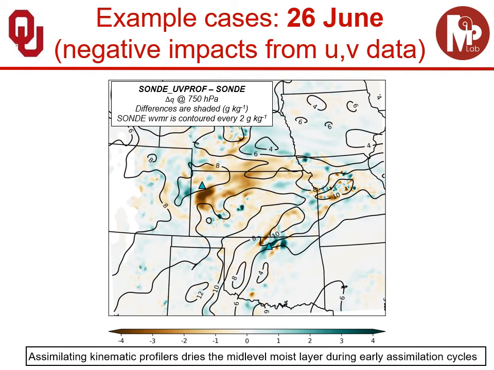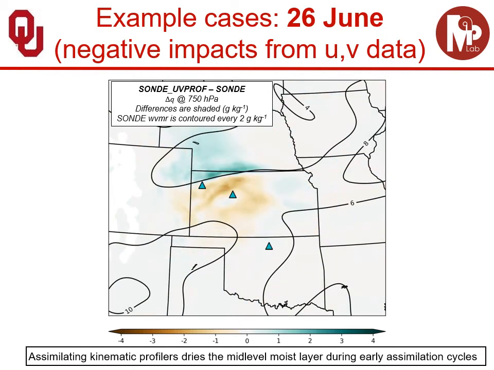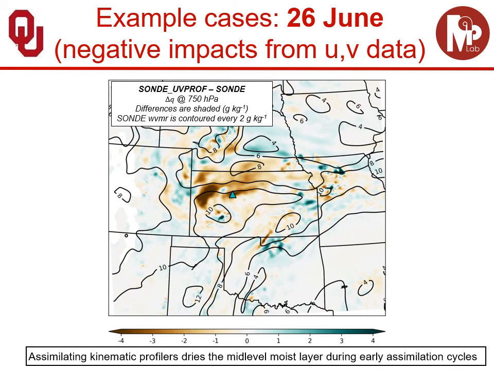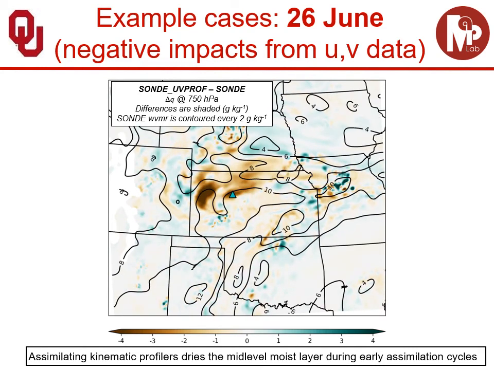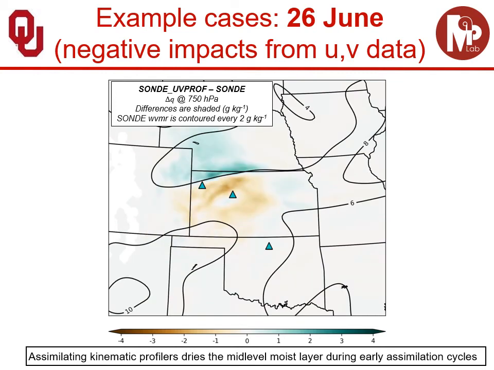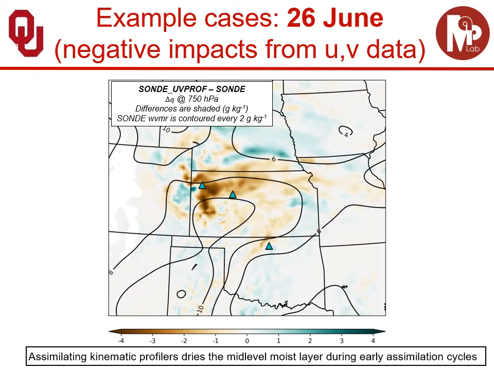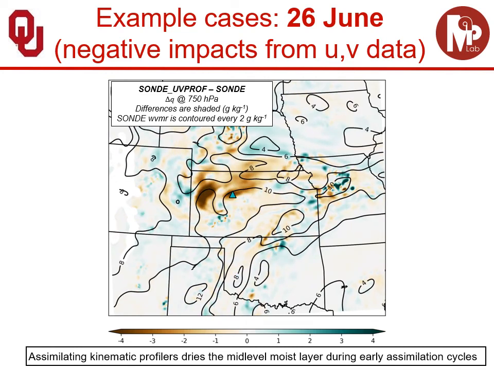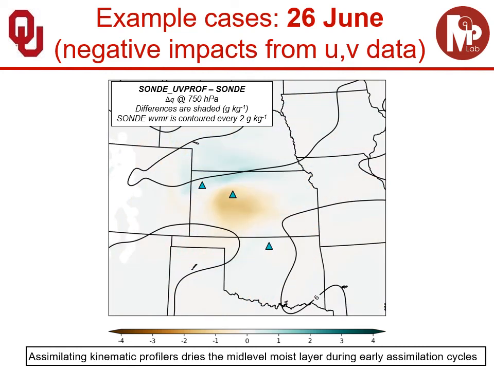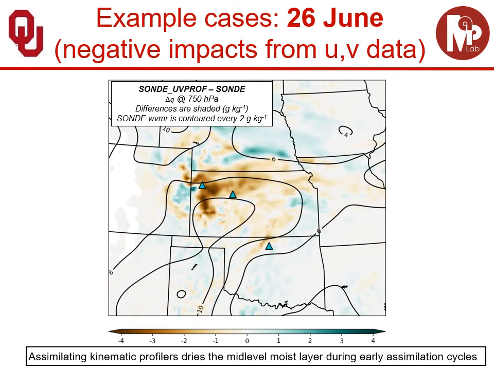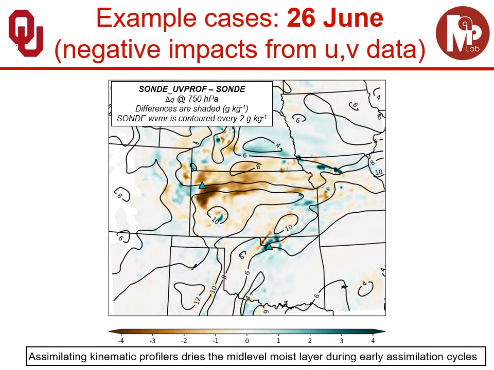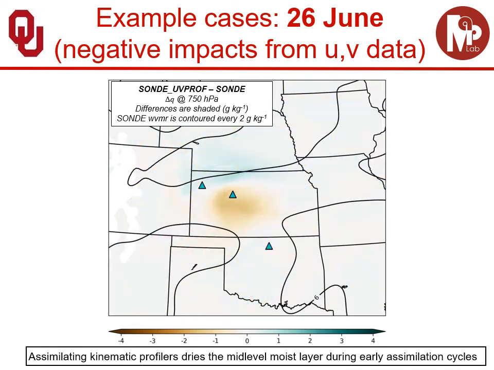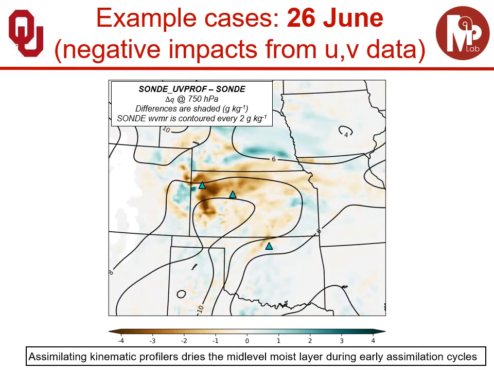and we can see that in this animation for the June 26 case. Each image is one of the DA cycles, and the cyan triangles indicate a kinematic profiler assimilated at that time. So we can see, let it loop back to the beginning there, that early on in the data assimilation cycles, we're seeing a lot of dry air introduced. And that dry air eventually gets advected further northeast into the region of CI. So primarily, a lot of that dry air is originating in central and northeastern Nebraska, but it later gets advected and impacts the CI location.